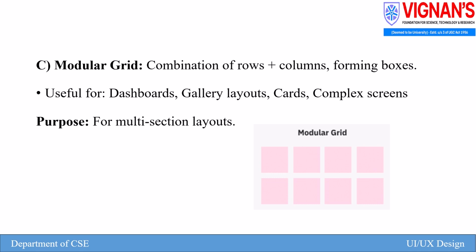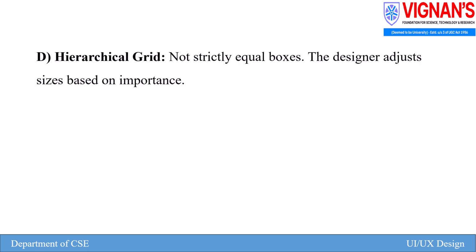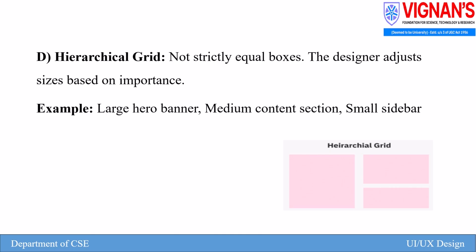for users. Hierarchical grid is a layout where elements are not placed in strictly equal boxes. Instead, the designer adjusts the size of each section based on its importance. For example, a page may have a large hero banner to grab attention, a medium-sized content section for main information, and a smaller sidebar for additional details. The main purpose of a hierarchical grid is to highlight the most important content.